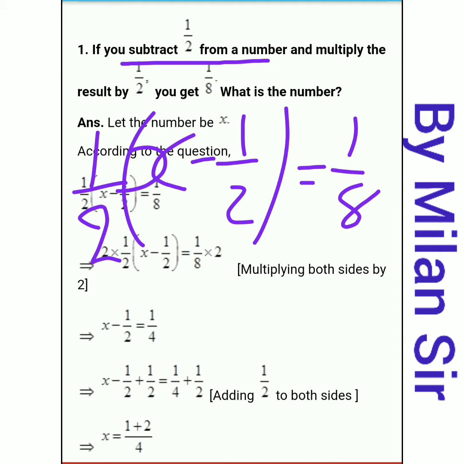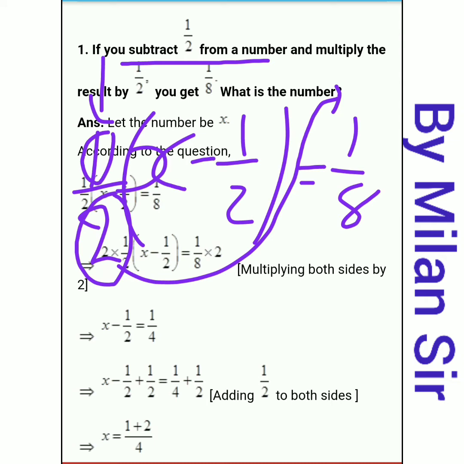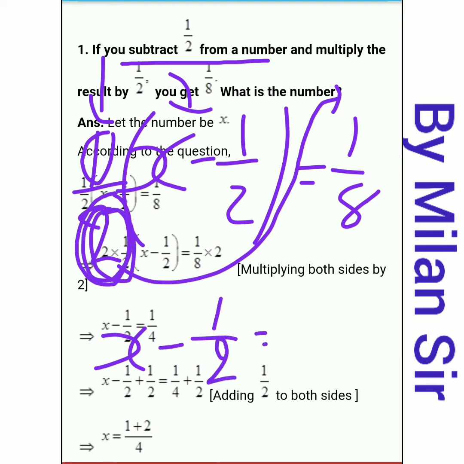Okay, so here 1 by 2 is in multiplication, so this denominator 2 we can transfer to the right hand side. It goes to the numerator. So here 1 is remaining, but multiplying with 1 is the same, so we only need to write the bracket, x minus 1 by 2. This 2 is transferred to the right hand side and goes to the numerator. 2 ones are 2, and the denominator 8 as it is.